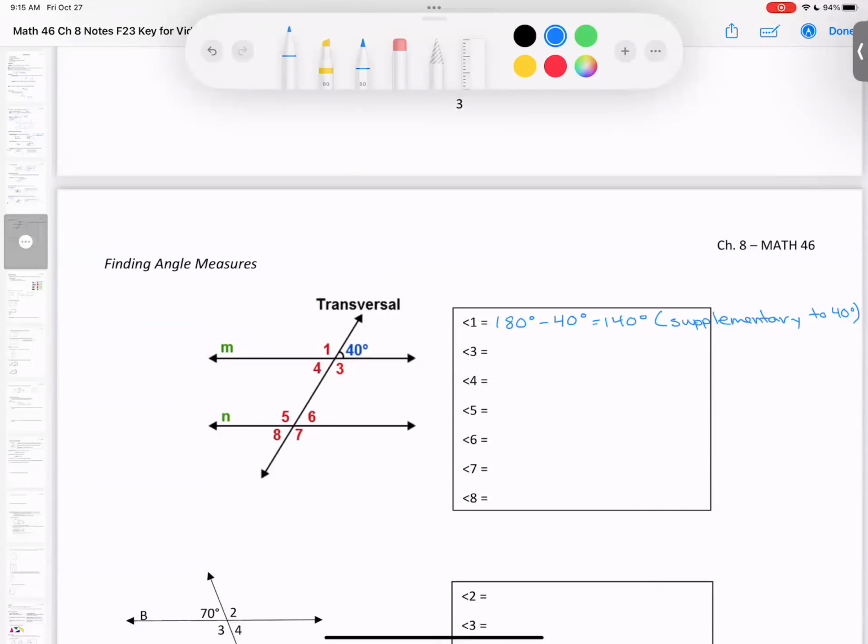Let's think about angle 3 next. Once again, there's a few ways we could think of this. We could think of this as supplementary to the 40 degrees as well, or you can think of this as vertical or an X angle to angle 1. So angle 3 must equal angle 1, so it must equal 140 degrees, because it's vertical to angle 1. How about angle 4? Once again, you could argue this with supplementary angles, or I'm going to argue that it's 40 degrees because it is vertical to that 40-degree angle.